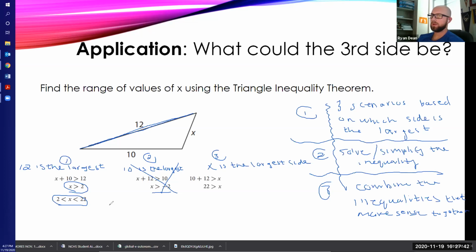Okay, so when we do that, in this first one, we have this x being larger than 2. And in the second one, we have that x is less than 22. So whenever you write your final answer, the inequality has to satisfy this condition here and this condition here. So that's why we have this here.